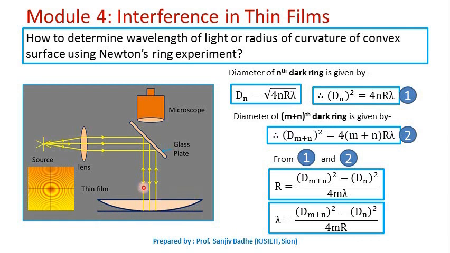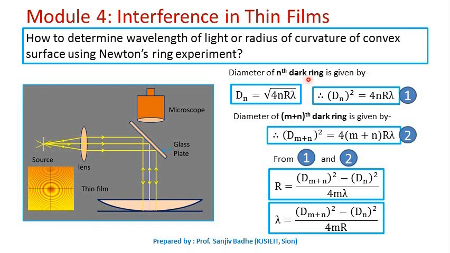The light rays are reflected from the upper surface of the film and the lower surface of the film, and these reflected light rays will interfere with each other. The interference pattern can be seen through the microscope. The interference pattern is found to contain alternately placed dark and bright rings, and these rings are called the Newton's rings.